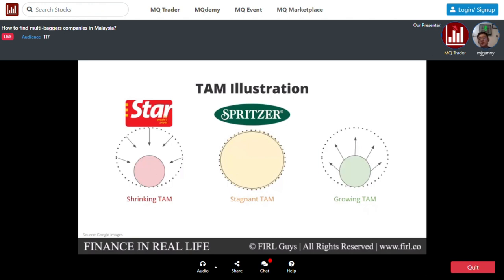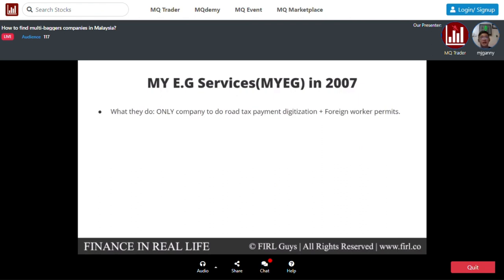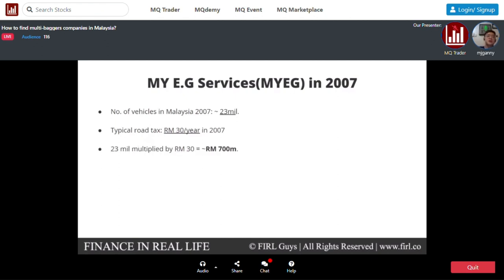So what companies actually suit the growing TAM description? Of the six, I can't cover all of them, but one company that really comes to mind is MyEG. If you didn't know, they got listed around 2006, 2007. They are, of course, famous for doing your road tax payments through digital means, as well as foreign worker permits. Now, we're only going to focus on the digital road tax payment as of now. So back in 2007, Malaysia roughly had 23 million vehicles on the roads, or rather that people own. Obviously, each of these vehicles needs to pay road tax. Typically, road tax for digital payments was charged about 30 ringgit a year in 2007, not today. If you do a simple multiplication, the amount of money people would pay every year on road taxes in 2007 was roughly 700 million ringgit.